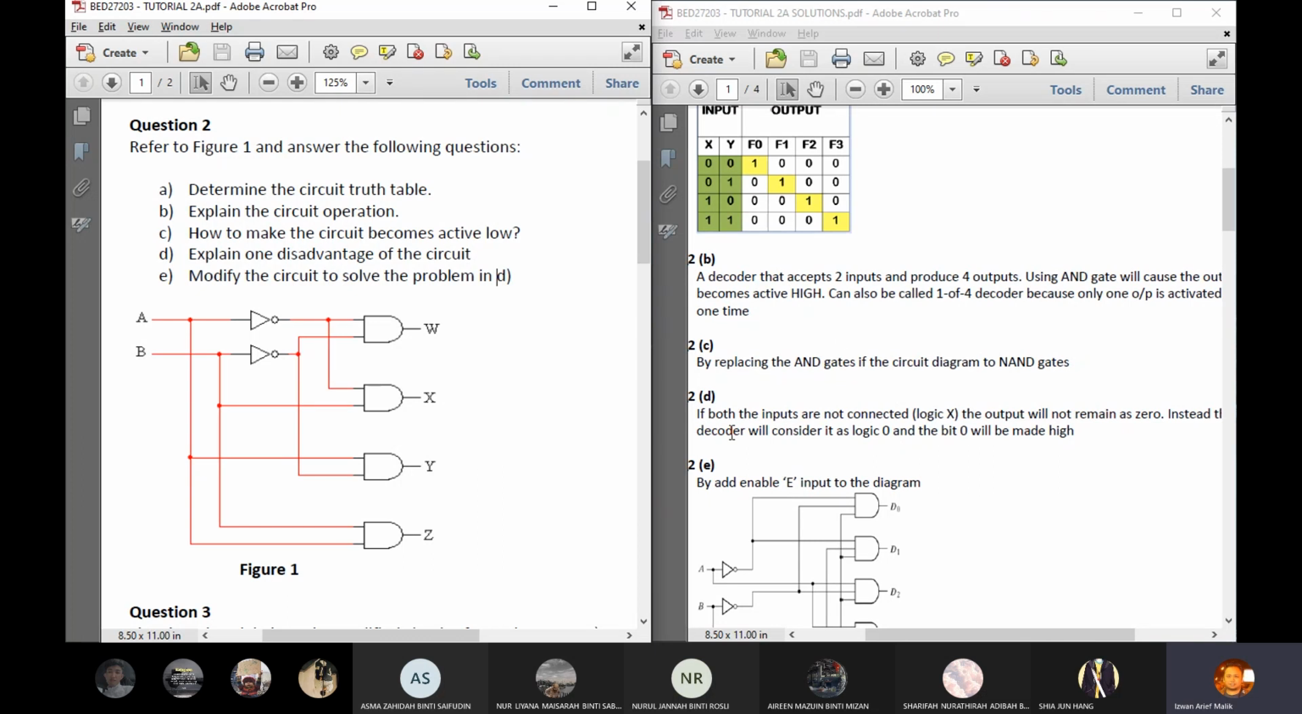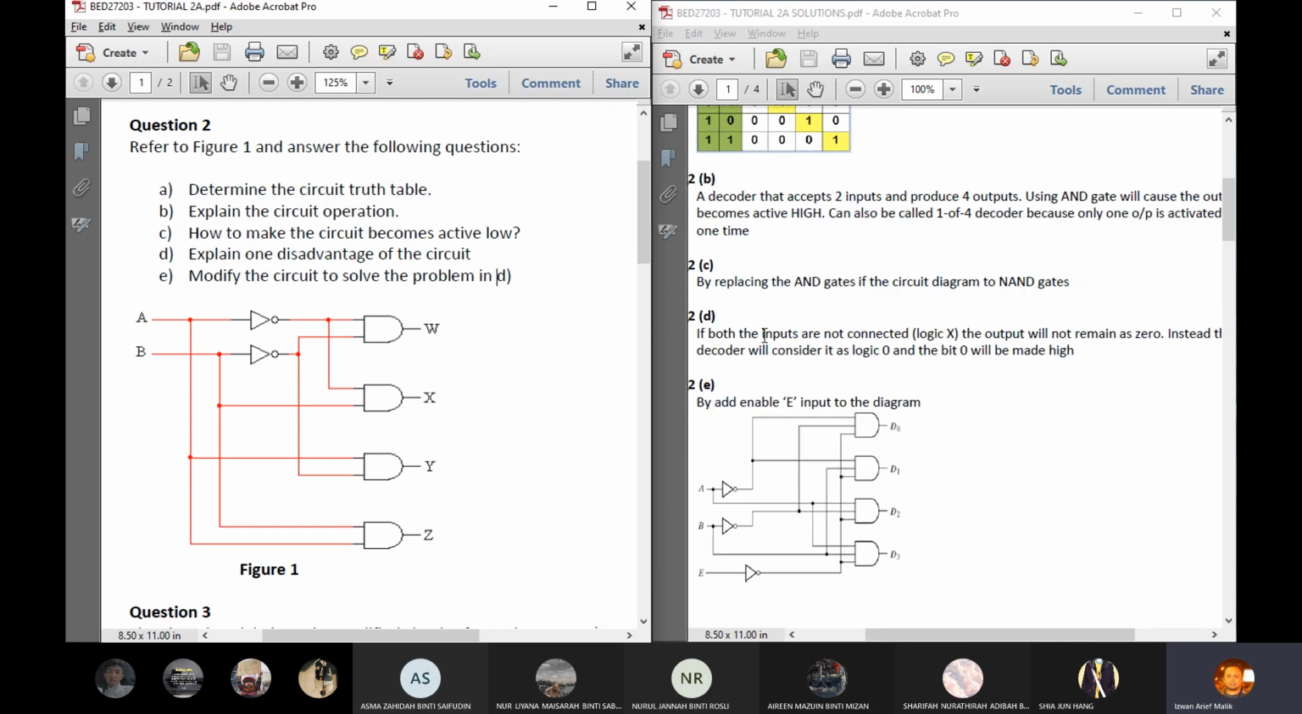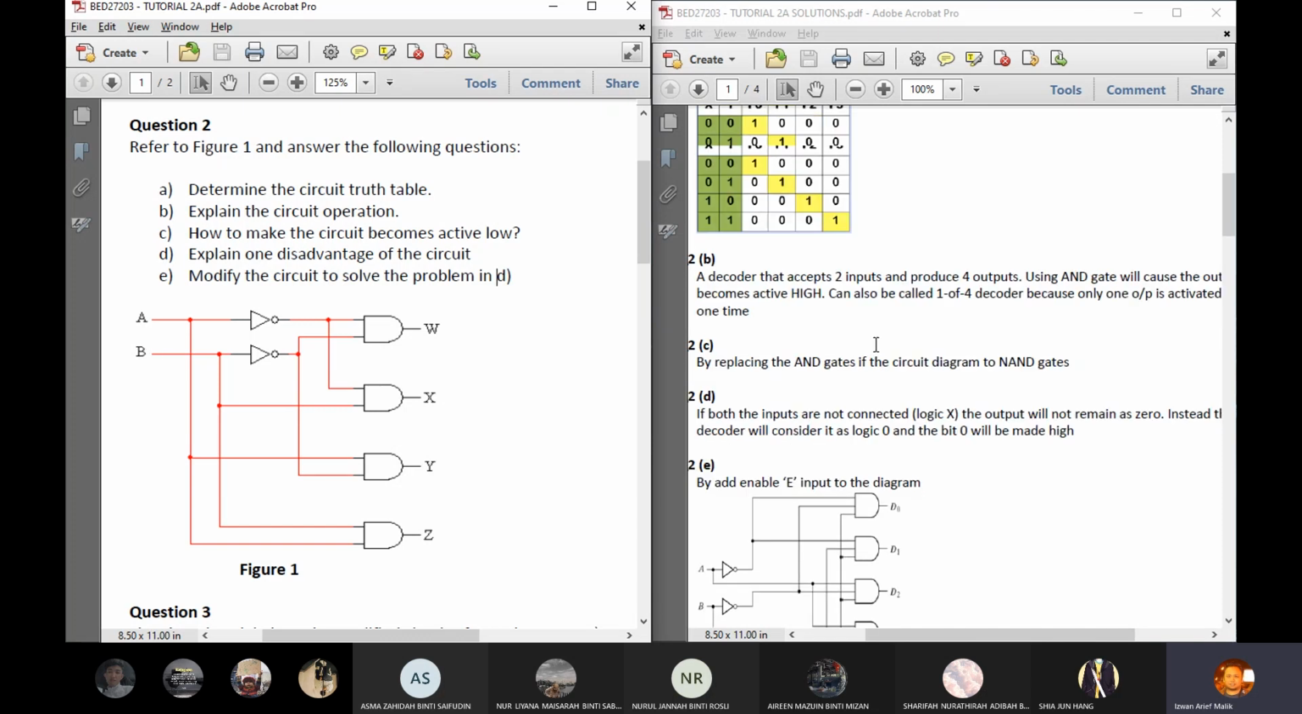Alright, so what is the advantage if both of the inputs are not connected, which is A dengan B ni ataupun dekat X dengan Y ni, they are not connected.